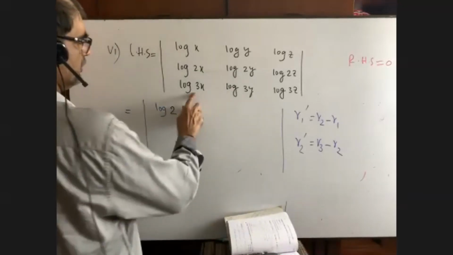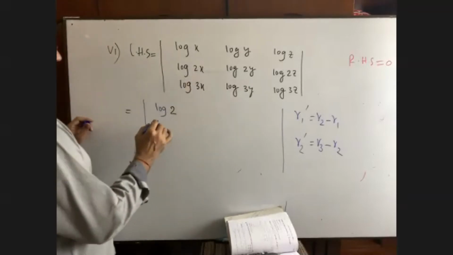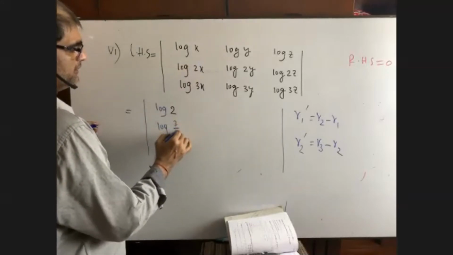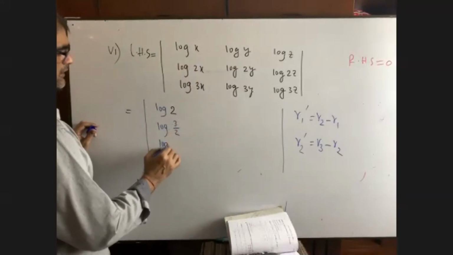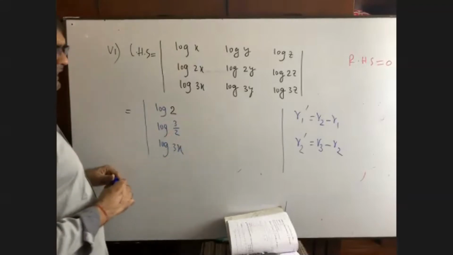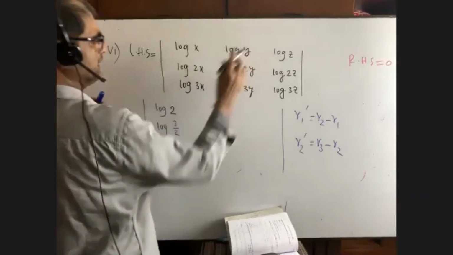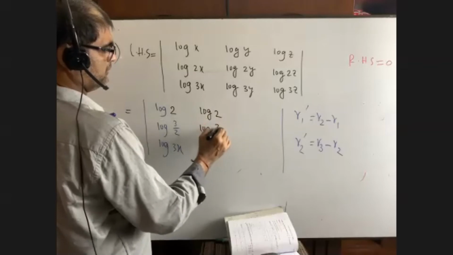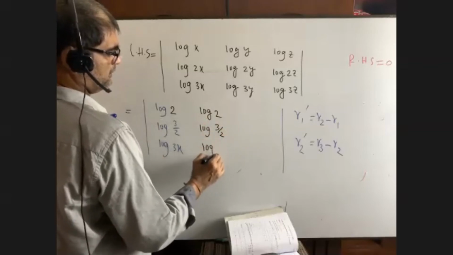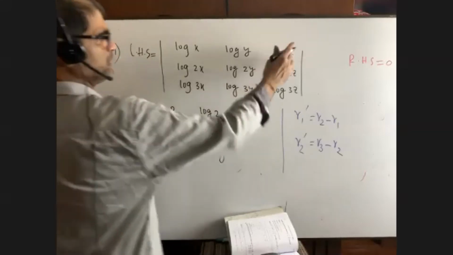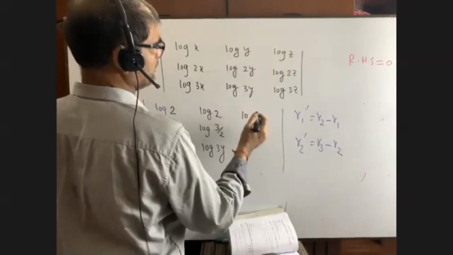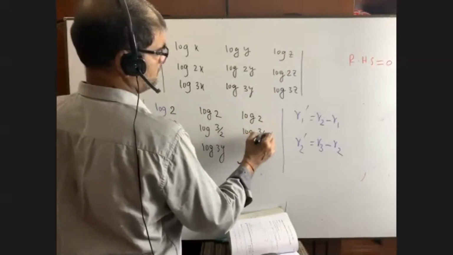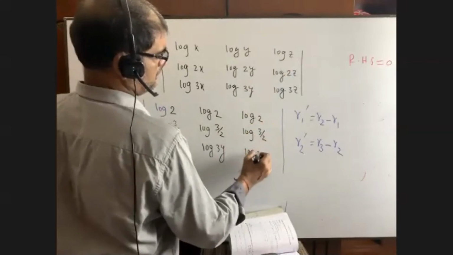Can you please let me know what it will be for this part? For the second part, this minus this, log 3 by 2, and it is log 3x. And the interesting fact is that the same thing will happen here. It is log 2, it is log 3 by 2, it is log 3y. The same thing will happen here: log 2, log 3 by 2, log 3z.